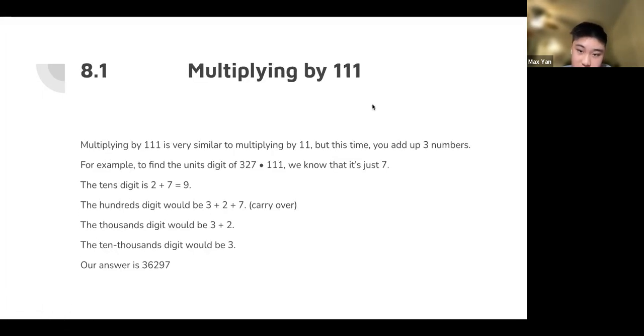Okay. Now multiplying by 111. It's really similar to multiplying by 11, but now you add 3 adjacent numbers. So for example, to find 327 times 111, we know that the units digit is 7. The tens would be 2 plus 7, 9. The hundreds digit would be 3 plus 2 plus 7 to get 12, so the hundreds digit would be 2, and we have 1 as a carryover. The thousands digit would be 3 plus 2, 5, 6. The ten thousands digit would be 3, and that's our answer.